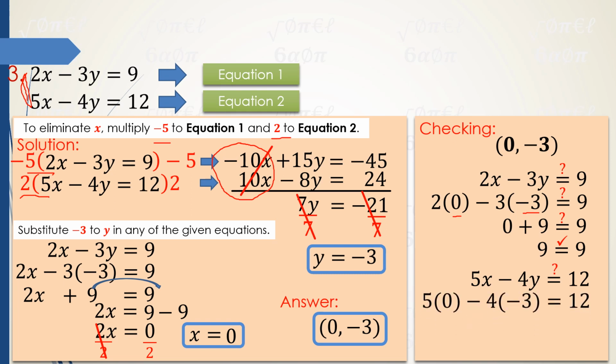Second equation. Papalitan ulit ng 0, negative 3. Okay, so we have 5 times 0 is 0. Negative 4 times negative 3 is 12. So, 0 plus 12, is that equal to 12? 12 equals 12. So, ganun po yung pagsasolve using elimination method.